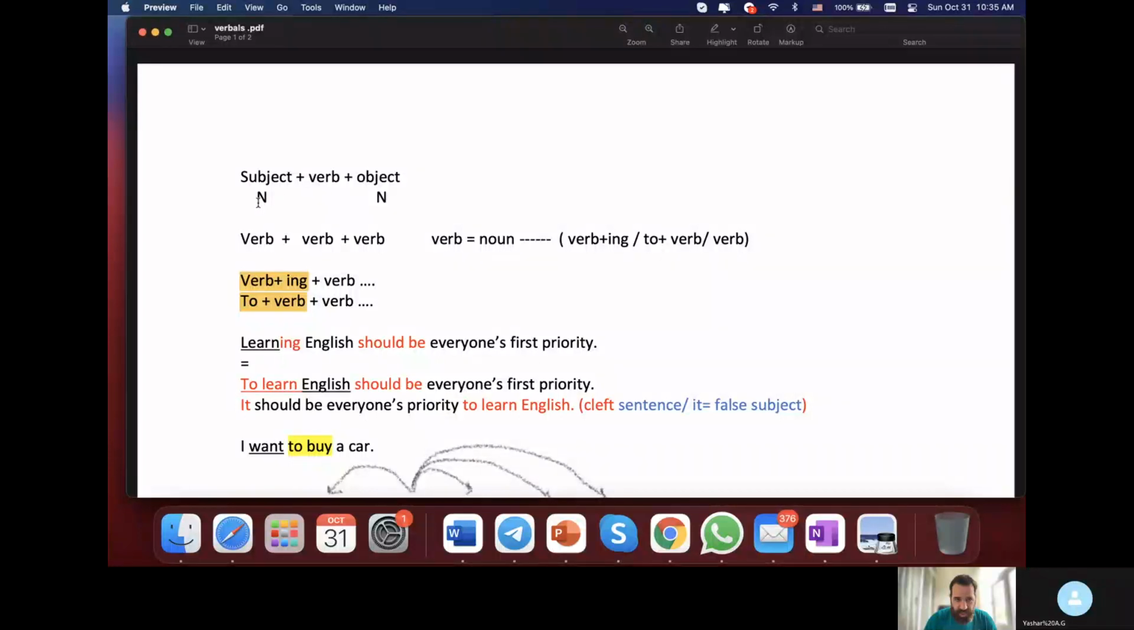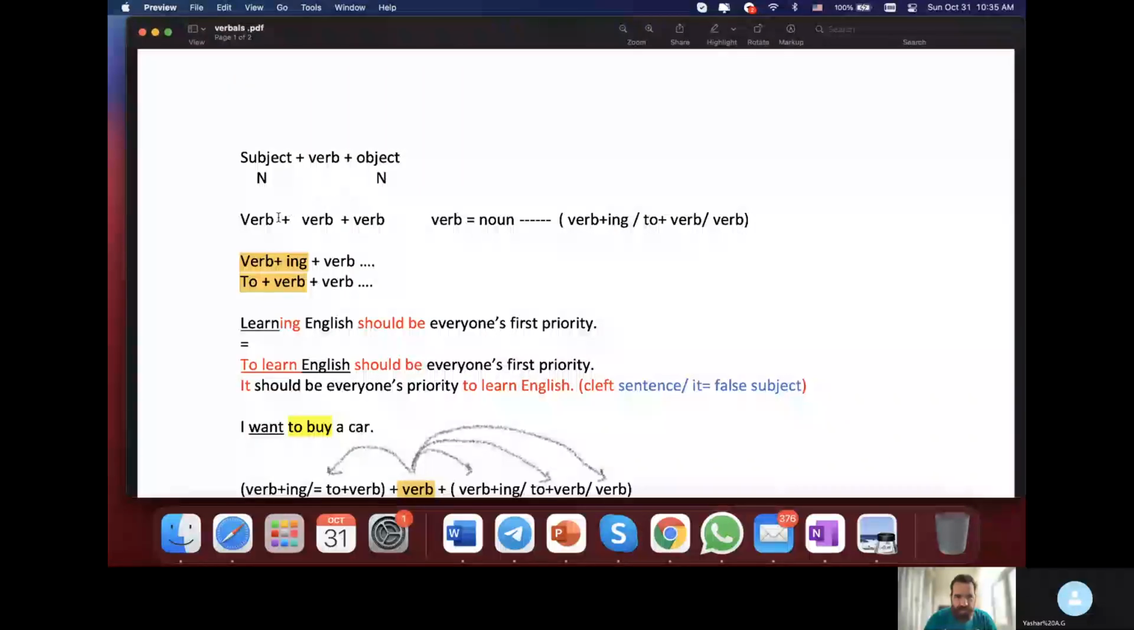I say John saw Mary. This subject is a noun. Then we have the verb. And then we have another noun, Mary. Sometimes I need to use a verb in the place of the subject or in the place of the object. Whenever I need to use a verb in the place of the subject, I should change it to a noun.